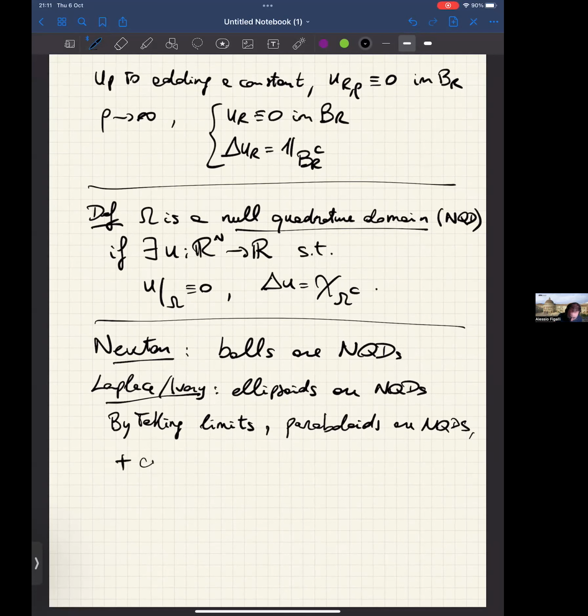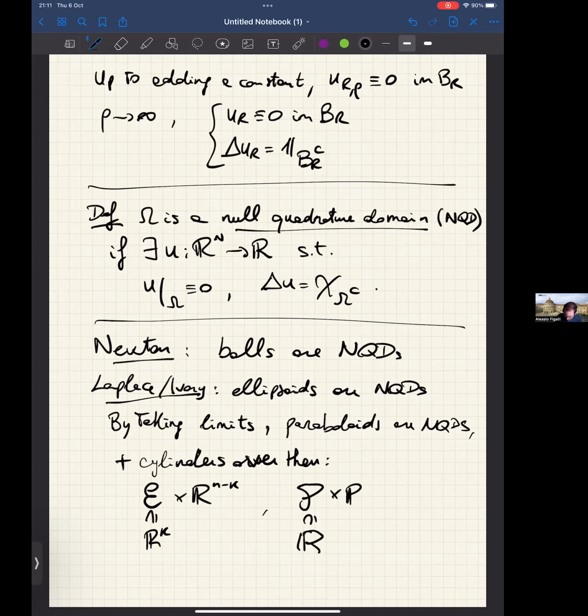And also you can do products, let's say cylinders over them. What do I mean? You can take, let's say, an ellipsoid in R^k cross R^(n-k), or a paraboloid in R^k cross R^(n-k). So you can multiply trivially by R^(n-k) as many times as you want. You get just a set which is invariant in n minus k directions. And this will also be a null quadrature domain.